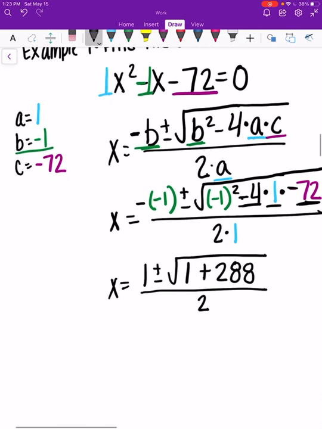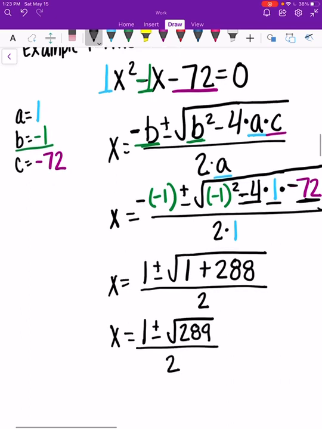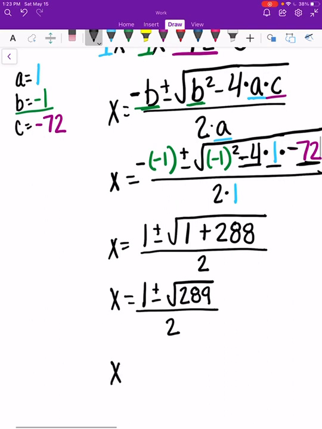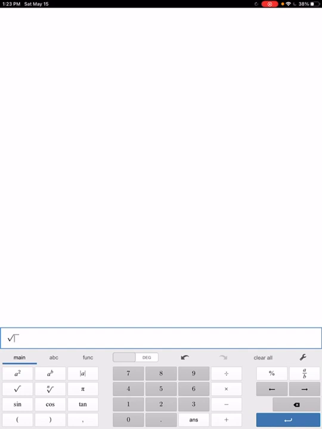Let's simplify some more. We have x equals 1 plus or minus the square root of 1 plus 288, which is 289, divided by 2. And we're going to simplify a little more. 1 plus or minus the square root of 289. You can use a calculator for that. It is 17.